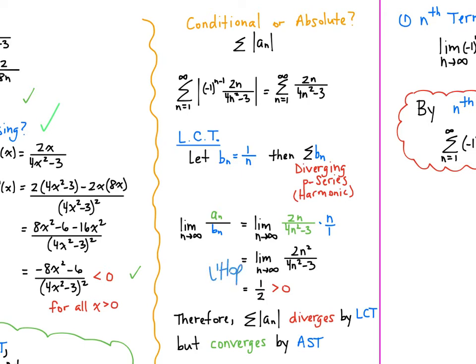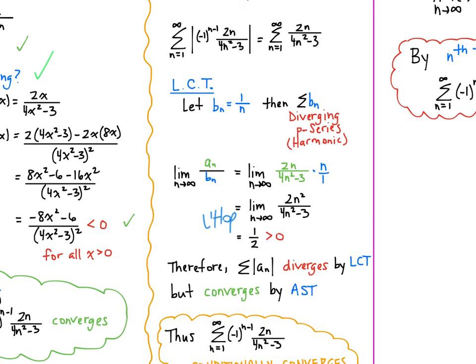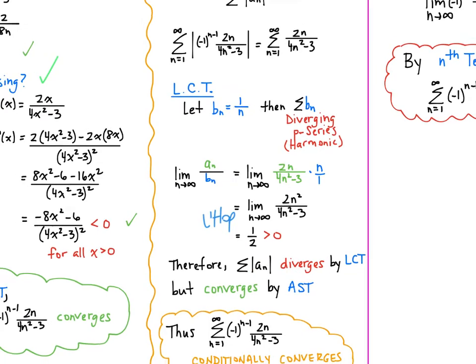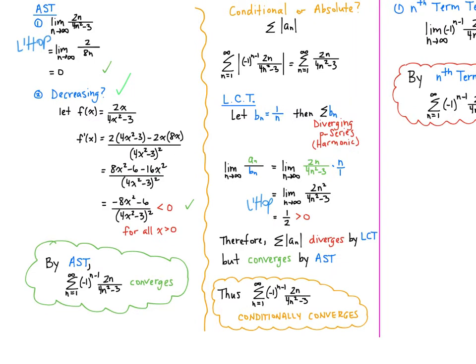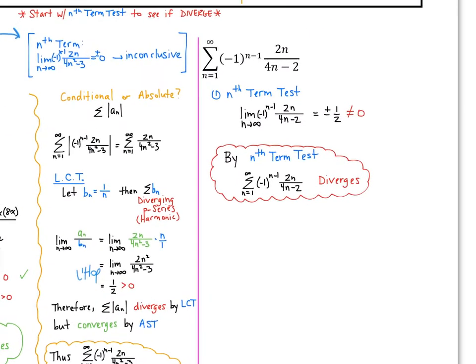We're going to get this limit to equal 1/2. And remember the criteria is it has to be greater than 0. So, therefore, this series diverges by the limit comparison test. But remember previously by the alternating series test, that would be the next step, we get it to converge. So since it diverges by the limit comparison test but converges by the alternating series test, we would call this conditionally convergent.